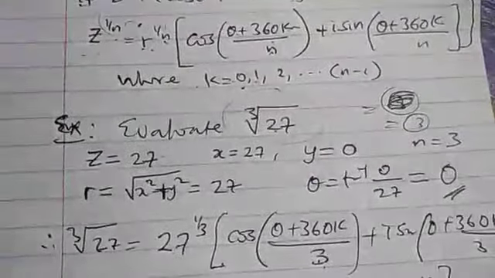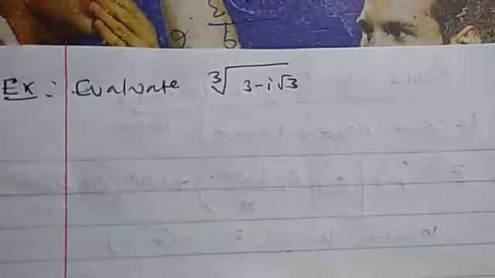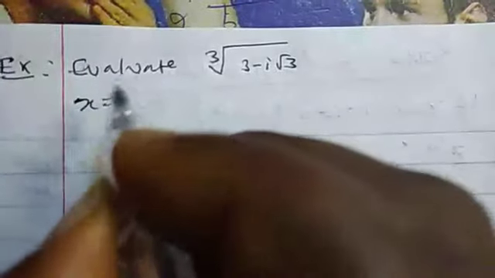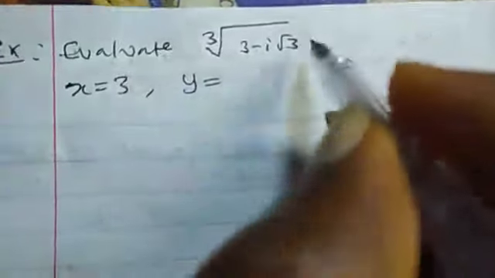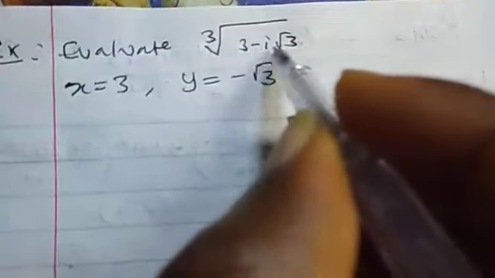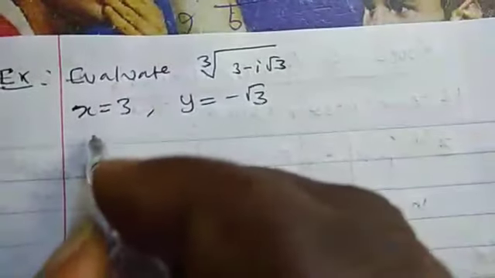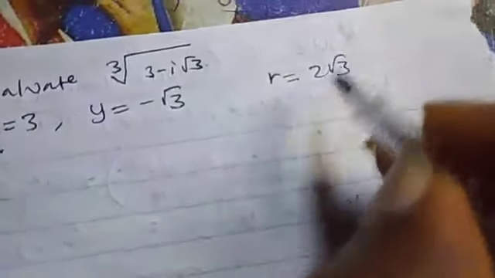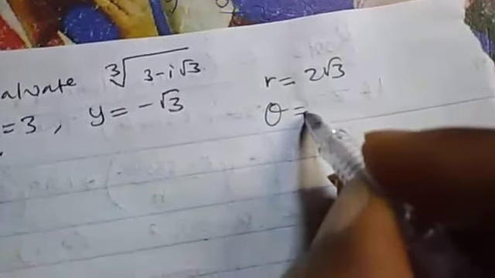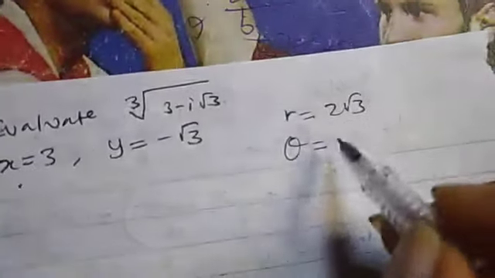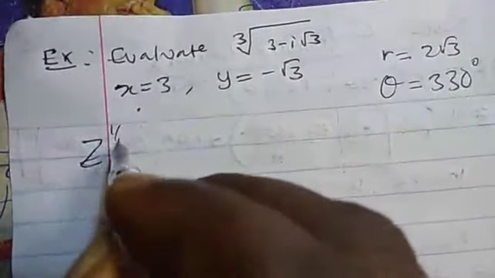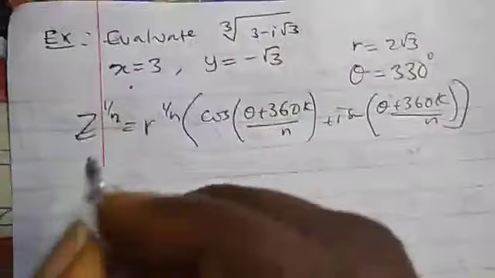Let's consider another example. To evaluate cube root of 3 minus i root 3. From this place, our x is 3 and our y is minus root 3. The i is not there. Without stressing myself, which I have taught you before, my r is 2 root 3, while my theta, if you do it very well, you are going to get 330 degrees. But the formula we are using is this.